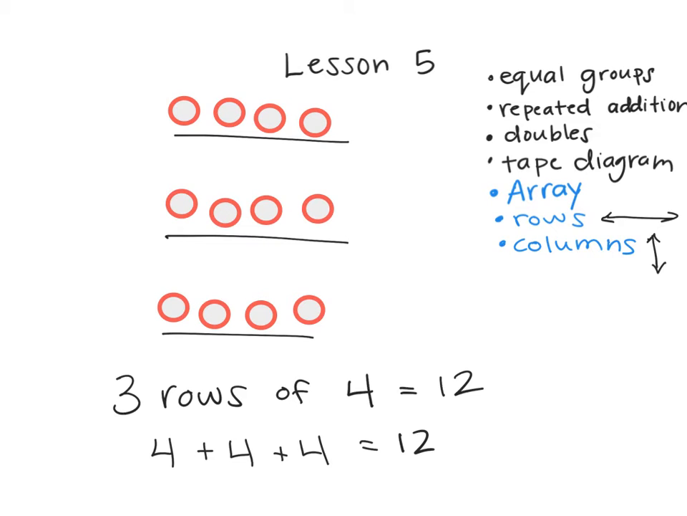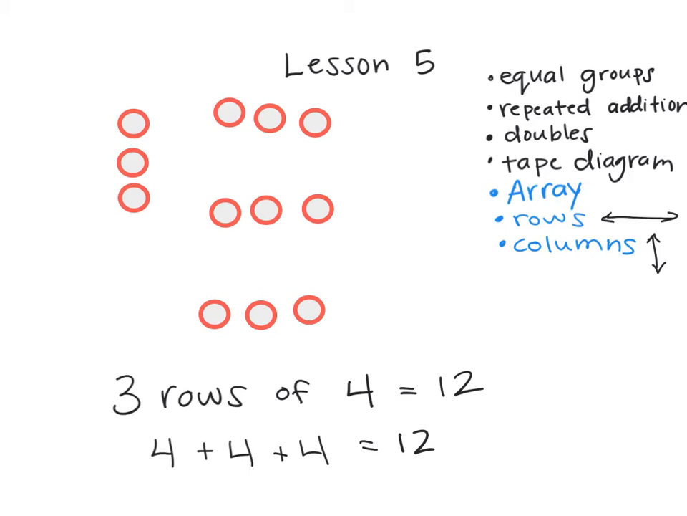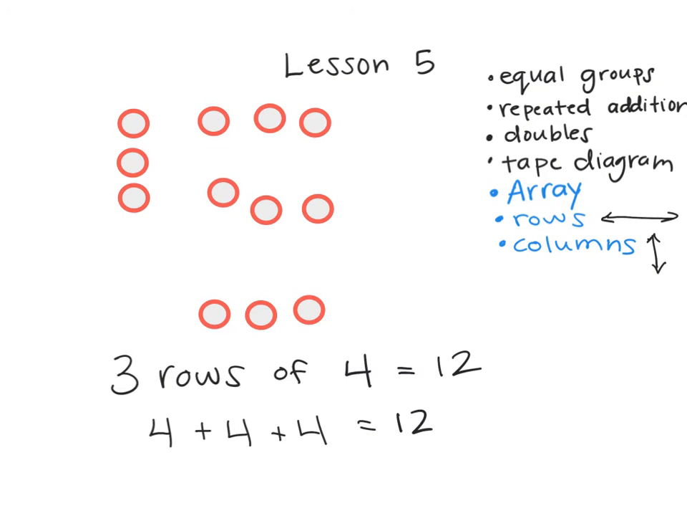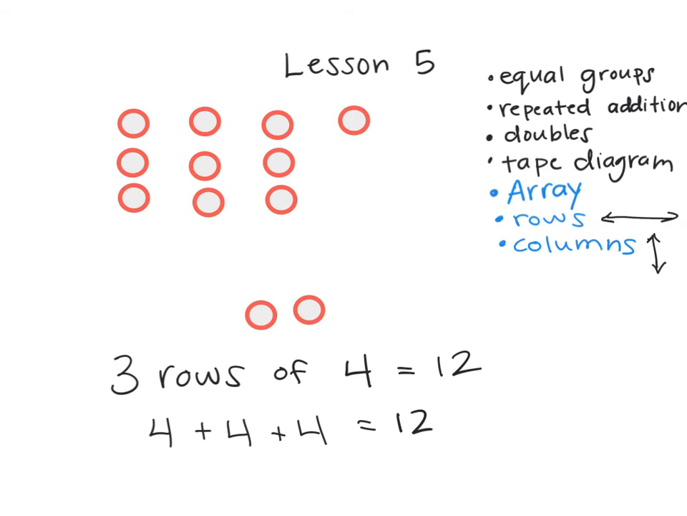Okay, so the first time I did it was with rows. Maybe I can move them into columns. Let's see. I'm going to erase my rows, and maybe this time I'm going to move them into columns of 3, so I can see that they go now up and down instead of across. So now I have 4 columns, 1, 2, 3, 4.